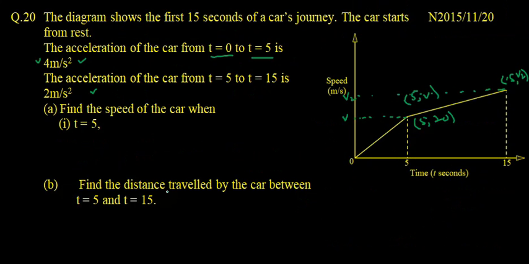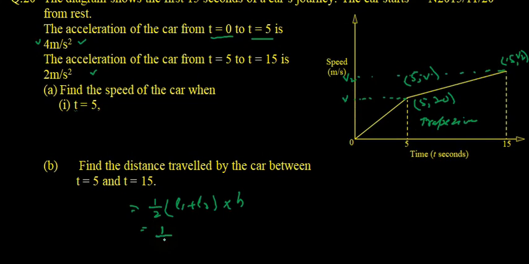And the part B: find the distance traveled by the car between T5 and T15. So here it is T5 and here it is T15. In the speed time graph, the area of the figure is the distance traveled. So the figure is a trapezium, and we have to find the area. The area of a trapezium is 1 upon 2 (L1 plus L2) multiplied by height. L1 and L2 are the two parallel lines.